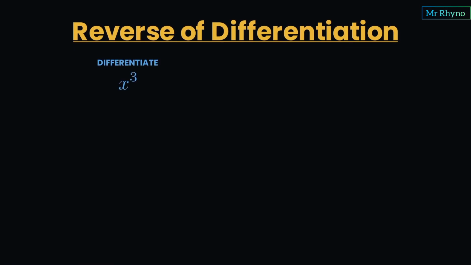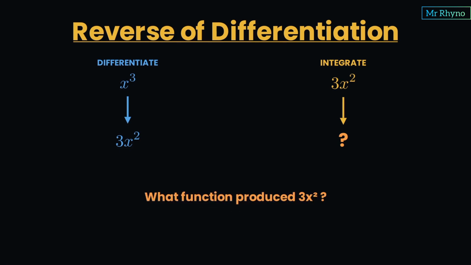You know this one, the derivative of x cubed is 3x squared. Now let's reverse it. If I give you 3x squared, can you find the function that produced it? That's exactly what integration does.